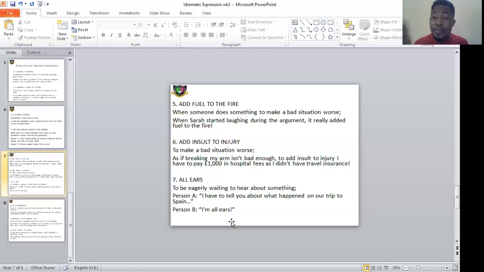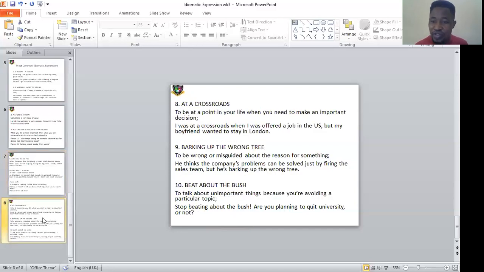So you can bring the person back into the topic by saying, excuse me, I'm all ears. All right, so let's look at the last set of idioms here, by number 8, at a crossroads.